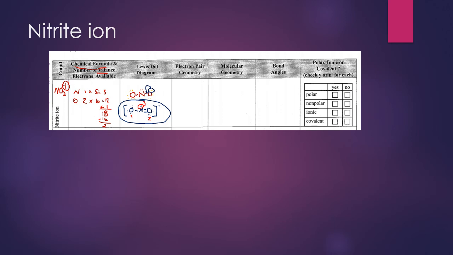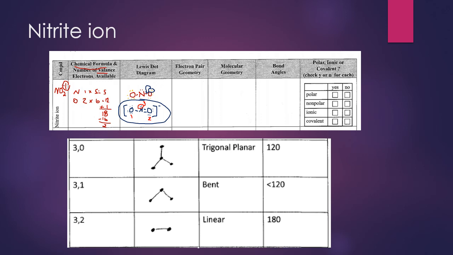So when I'm trying to figure out the shape, I need to look in the 3 category. So I have 3,0, 3,1, 3,2. Now this first number is the total things. And I have 3 total things, so it could be any one of these. What comes after the comma is how many of those things are lone pairs. Well, if I look at my diagram, nitrogen only has 1 lone pair on it. So I'm looking at the 3,1. This diagram here shows the molecular geometry. It tells me that it's bent and that the angle is less than 120. So what this is answering is the molecular geometry, so that's here.